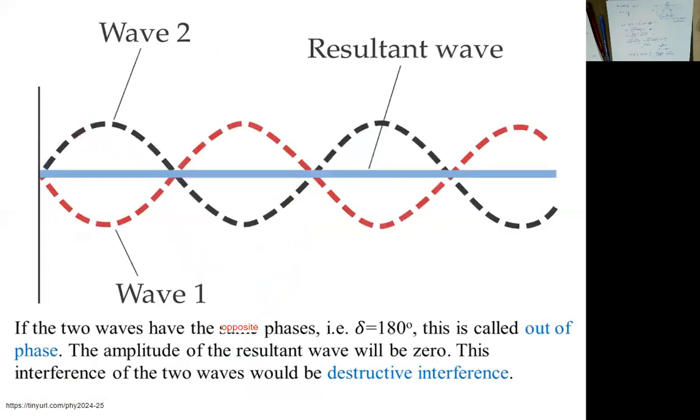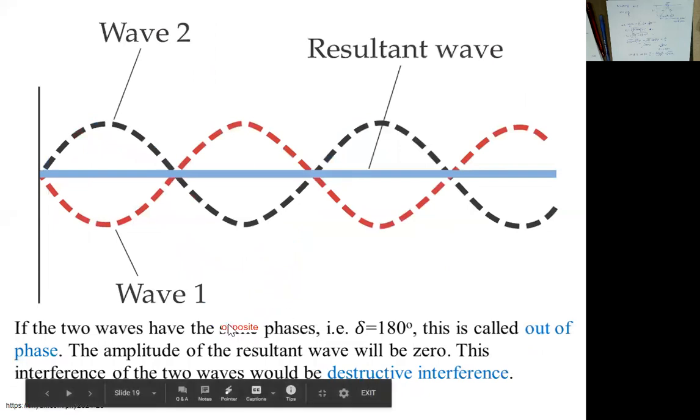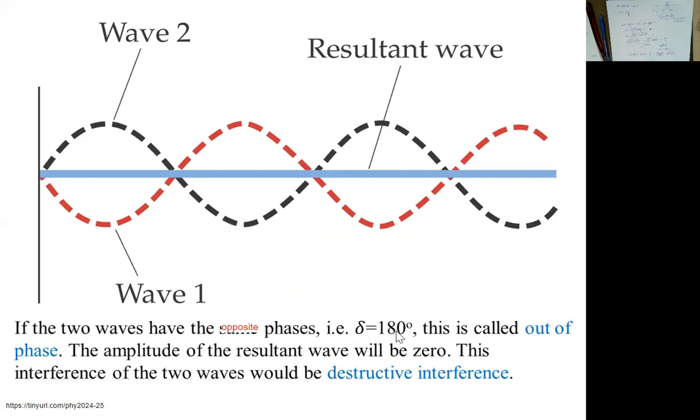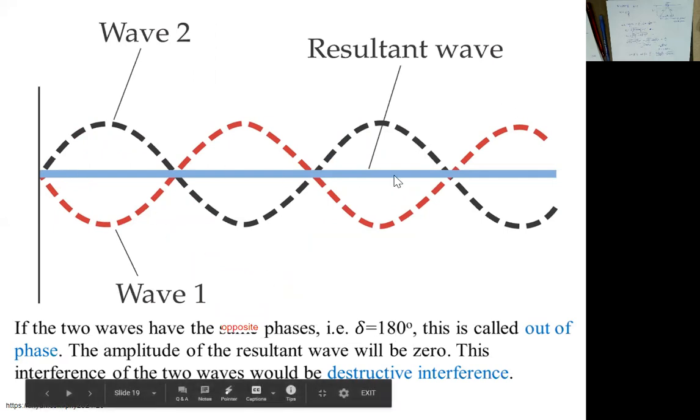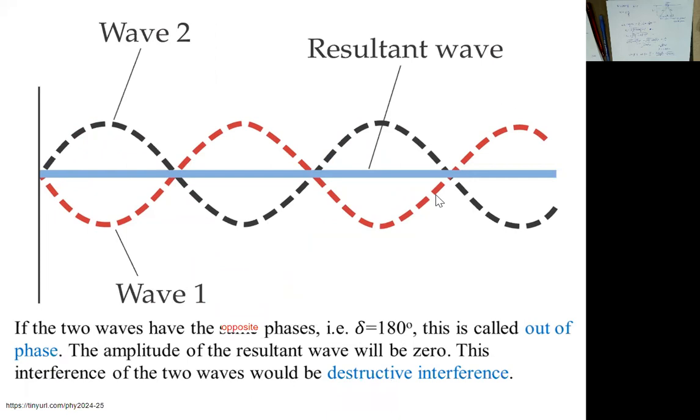On the other extreme, if the two have opposite phases, that means that delta is equal to 180. In that case, cosine of 180 divided by 2 will be equal to 0. So then the two waves will cancel out. You'll get destructive interference. And in between, you'll get a sine function with a new amplitude.